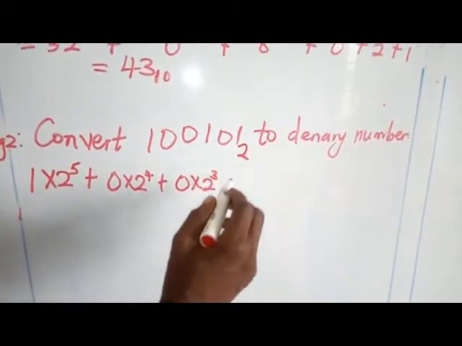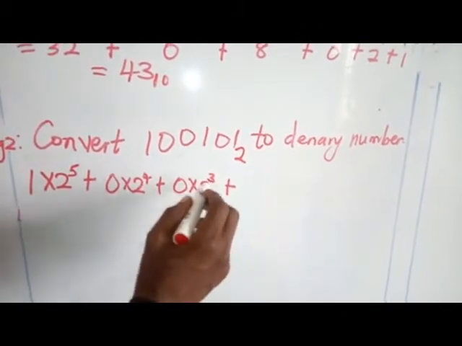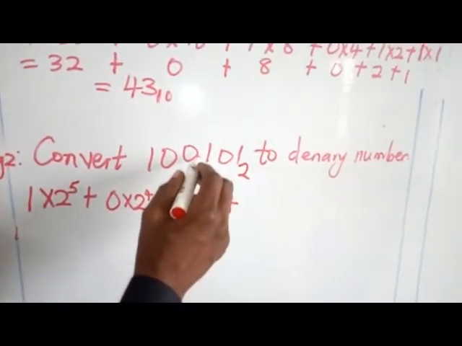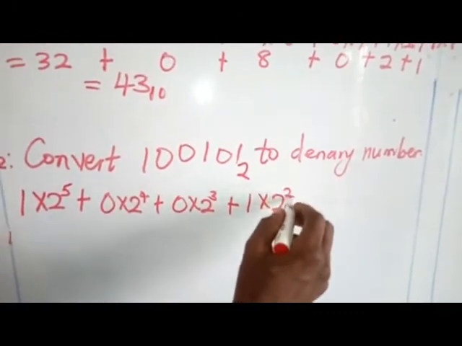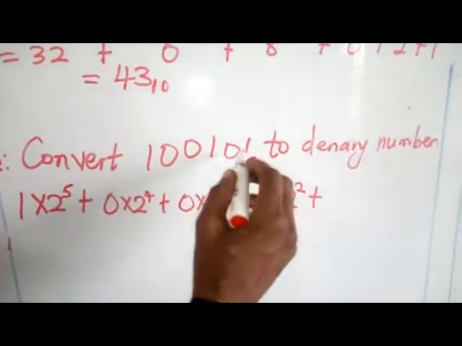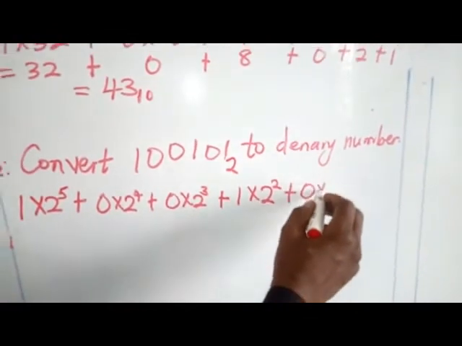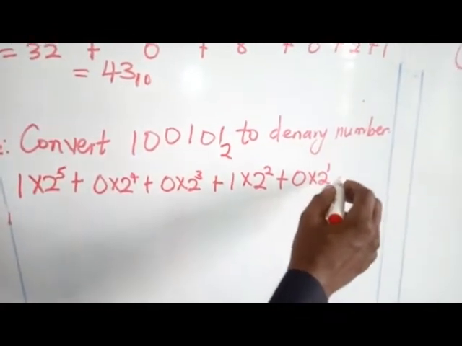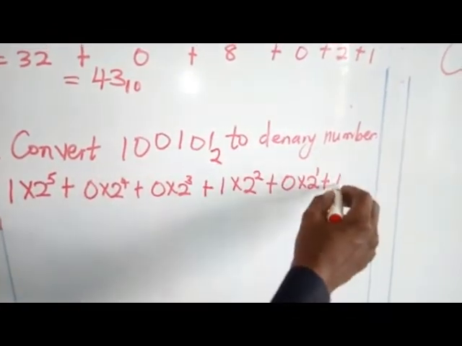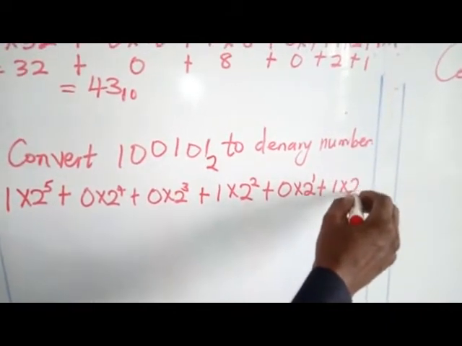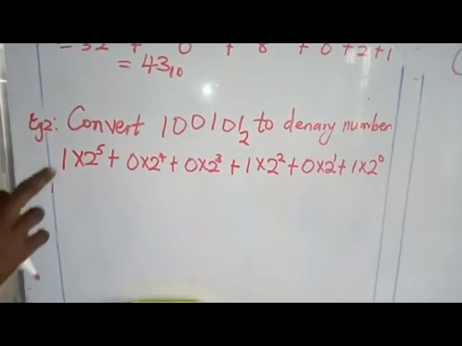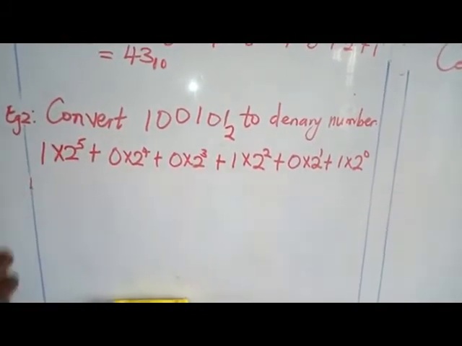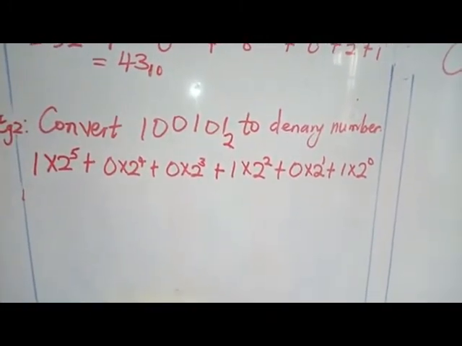3. Then you take the next digits, always add them. The next digit after 0 is 1 times the base raised to power 2, plus the next digit is 0 times the base raised to power 1, and the last digit is 1 times the base raised to power 0. So let's expand it. 2 raised to power 5 is going to give us 32.